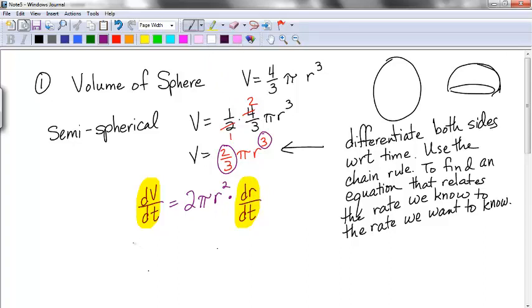Okay, so the rate we know was 12. And then 2 pi. The r, they gave us the radius was 14 squared. And we're trying to solve for the rate at which the radius is changing with respect to time. Okay? Okay, so we can divide on both sides. We can divide this out.